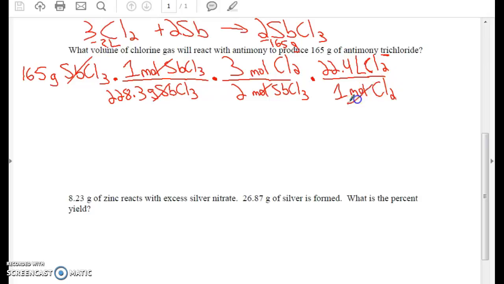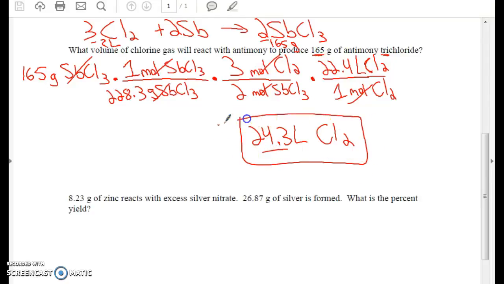Alright, so now moles of Cl2 cancel out, and you do that math, 165 divided by 228.3 times 3 divided by 2 times 22.4, and you should get 24.3 liters of Cl2. Now I rounded it off because that's three significant digits, so you want your answer to be 3 significant digits. You get 24.3 liters of Cl2.